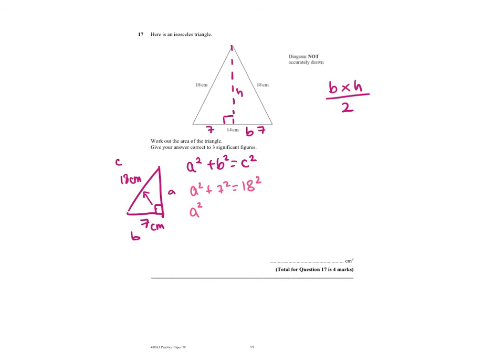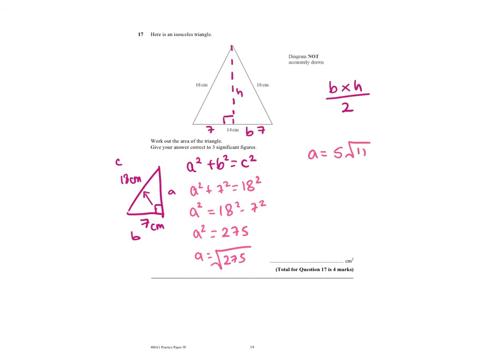Going to rearrange to get a squared, so I'm going to take away 7 squared from both sides. I'm now going to work out a squared equals 18 squared minus 7 squared, which is 275. So a equals the square root of 275, which is 5 root 11. Now I'm going to leave it as a surd, 5 root 11. So now we have our height.